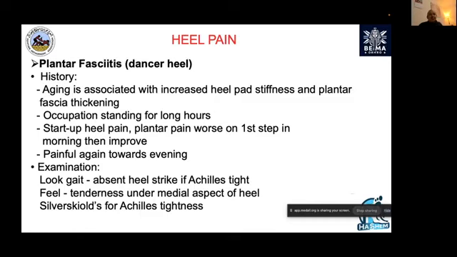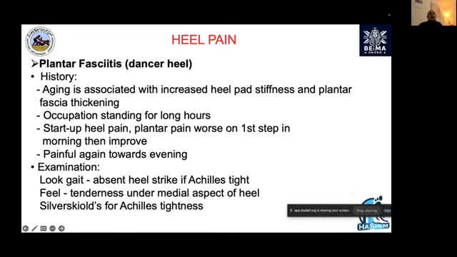So, plantar fasciitis, or dancer's heel. It's called dancer's heel because there is a stretch on the plantar fascia in dancers. As I told you, the surprise is that plantar fasciitis is a self-limiting problem, but it is irritating the patient all the time, and painful. The patient cannot walk normally and is keen to try different modalities of treatment, and it is very resistant. You may try every treatment, and sometimes it never responds. Patients come with older age, commonly heel pad stiffness and plantar fascia thickening.